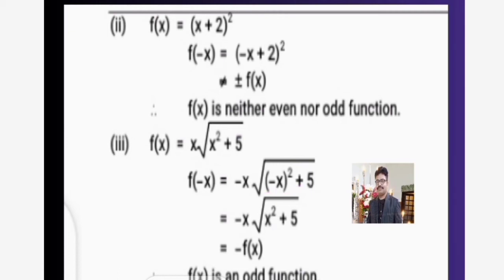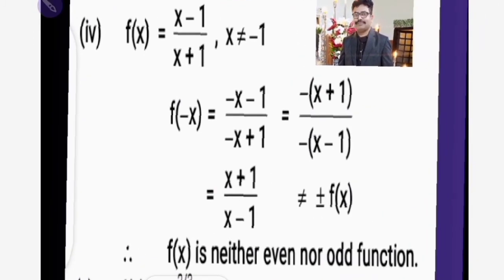As you see, x square root of x square plus 5 is equal to f of x in the given function, and here is a sign of negative, so it becomes minus f of x. As I told you in the first part, if f of minus x is equal to minus f of x, the function will be odd, so it is an odd function.